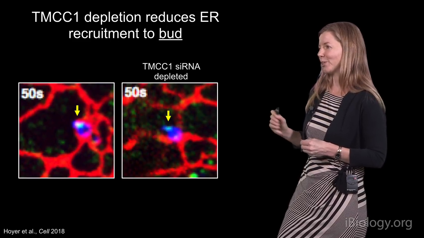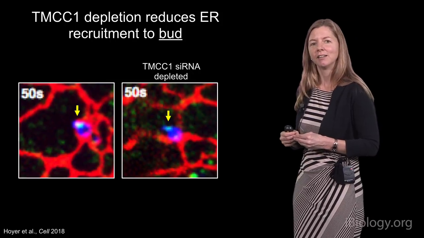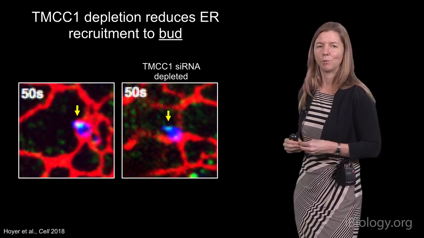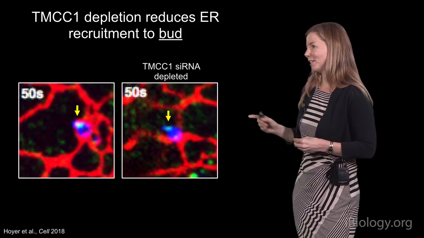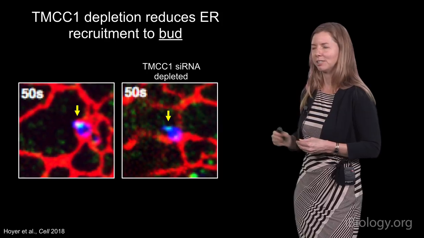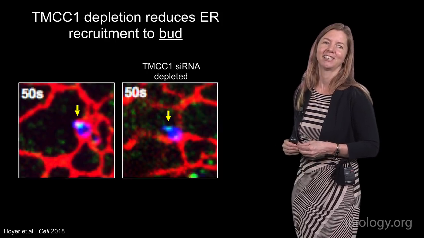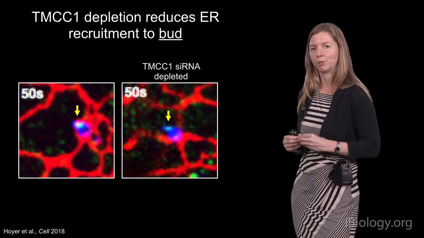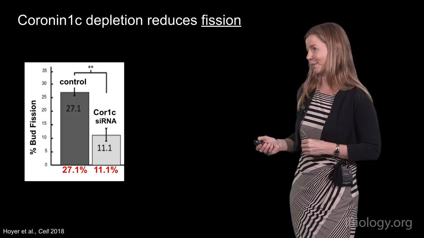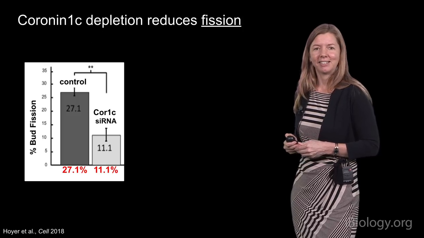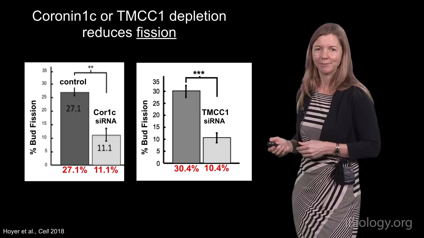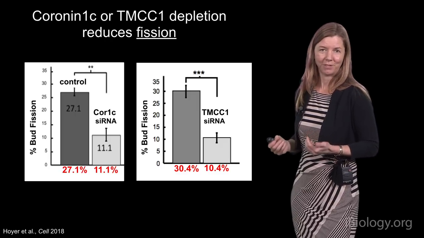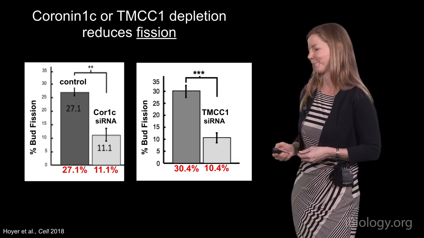On the left is the control, and you can see that the ER in red contacts the backside of the endosome and crosses over the base of the bud labeled in white there. But on the right, when we deplete TMCC1, at the yellow arrow, you just have, again, these sort of buds floating around in space, and ER is no longer recruited to that patch that's now labeled there in white with coronin. So a similar phenotype. We can also deplete coronin and see that, similar to TMCC1, it results in a threefold reduction in endosome bud fission, so they almost phenocopy each other.